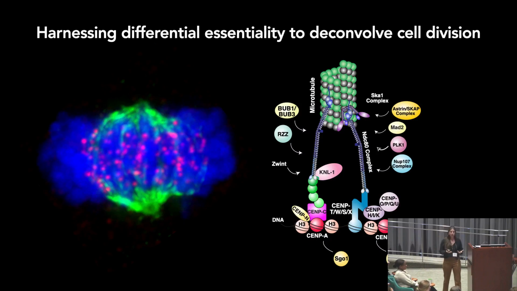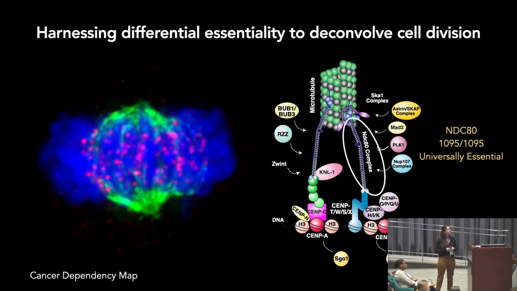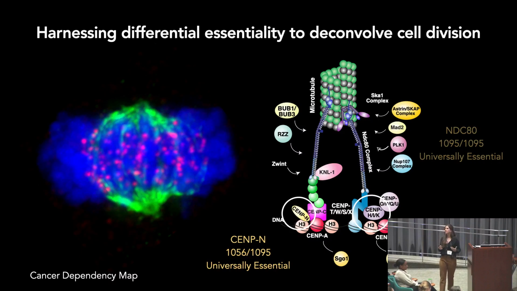We can ask this question now with the advent of CRISPR-Cas9 and large-scale screening approaches: of the proteins that are part of this complex, are they universally required? One of my favorite resources for this is the Cancer Dependency Map. This is out of the Broad Institute, where they've now done genome-wide CRISPR-Cas9 screens across over 1,000 different human cell types. If we look at any of the proteins in here, for example NDC80, it was required in 1,095 of the 1,095 cell lines that it was knocked out in. Similarly, if we look at CENP-N or CENP-K, we see the same thing. These are genes that are universally essential, as we'd predict.